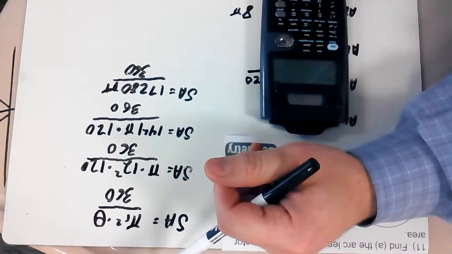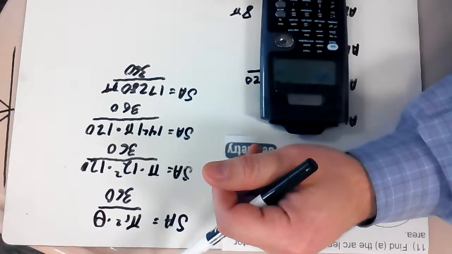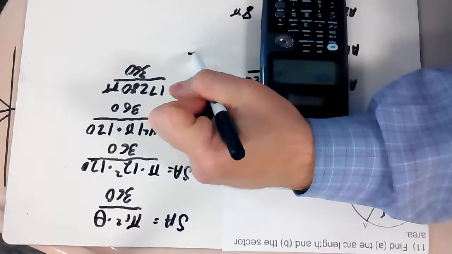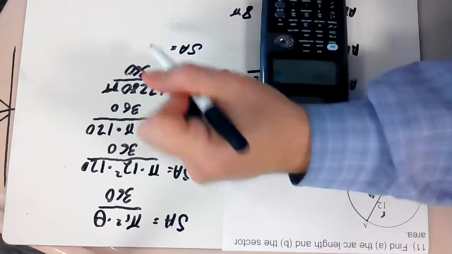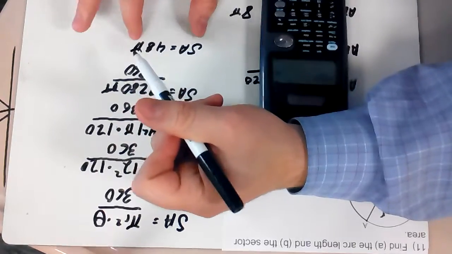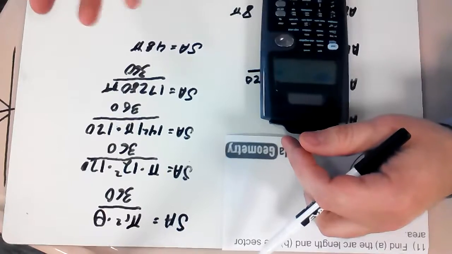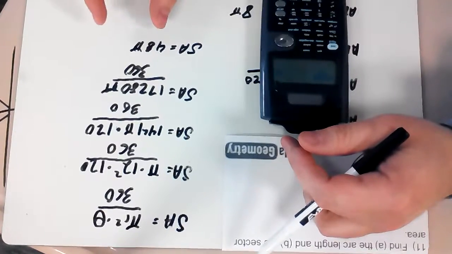And now I'm going to try to simplify this using the fraction button. 17,280 divided by 360, and I get 48. So the sector area here is 48 pi. Now these problems happen to come out into kind of whole numbers. 48 pi isn't exactly a whole number, but it's a nice clean terminating number.